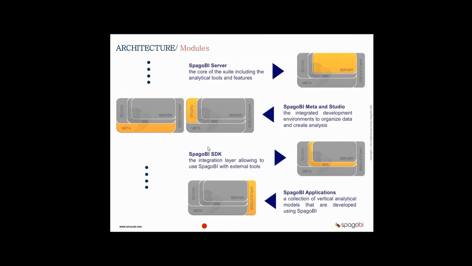Then you have the SDK, which is a set of APIs compliant with the SOA architecture, allowing external applications to interact with the SpagoBI Server and its metadata, and also allowing the interaction between the SpagoBI Studio and Meta with the server. Then you have the SpagoBI applications, the vertical analytics, which are a set of analytical models ready to use on specific application domains, for instance, SpagoBI for quality, SpagoBI for healthcare, and so on. This is the general picture of the architecture.